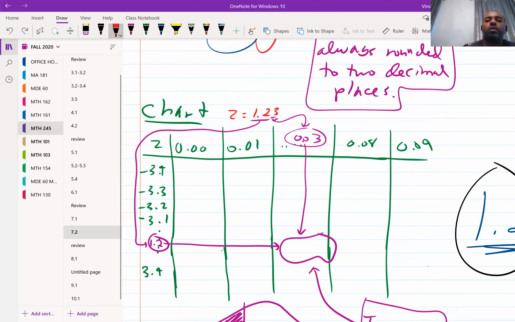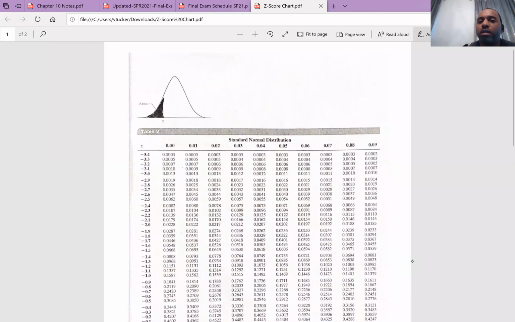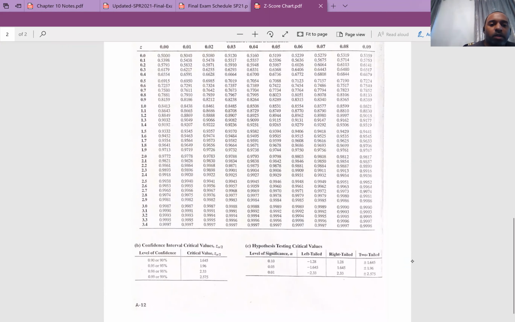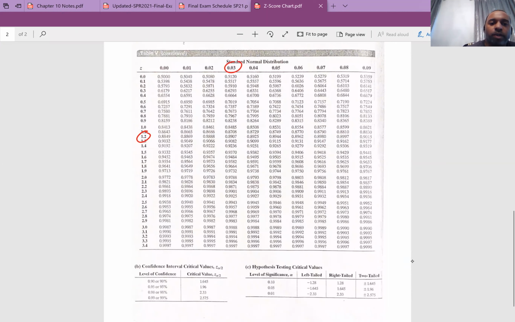All right, so let's go to the chart so I can show you. Let's see, can I write on this? Yeah, there we go. So you have 1.2, which is right here, and then your 3 is right here, and then you go to wherever they meet. That would be the chart value that you're pulling, 0.8907. All right, so before we go any further, is everybody okay with what I just did? If our z-score is 1.23, the 1.2 is right here, the 3 is right here, then where they meet, 0.8907.